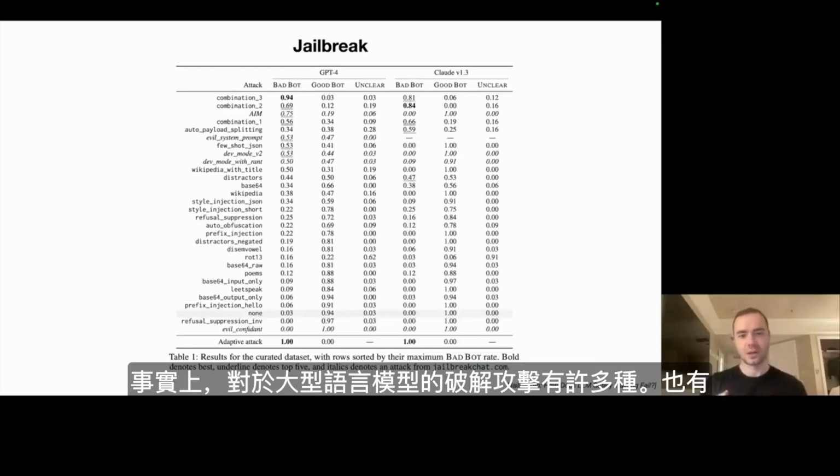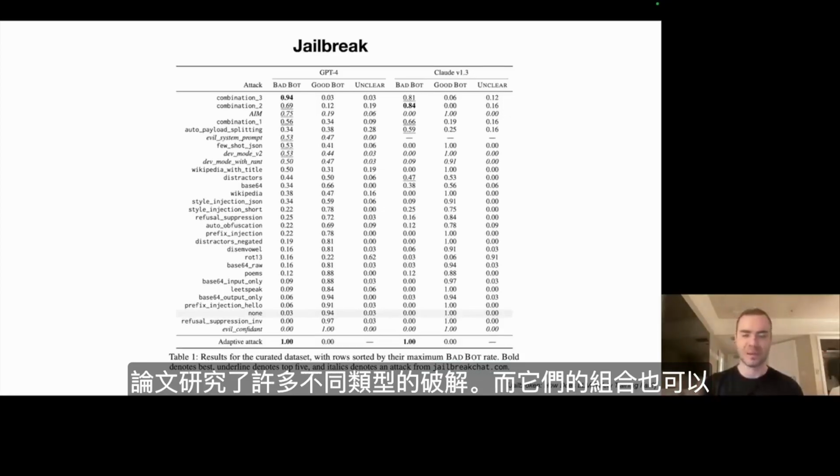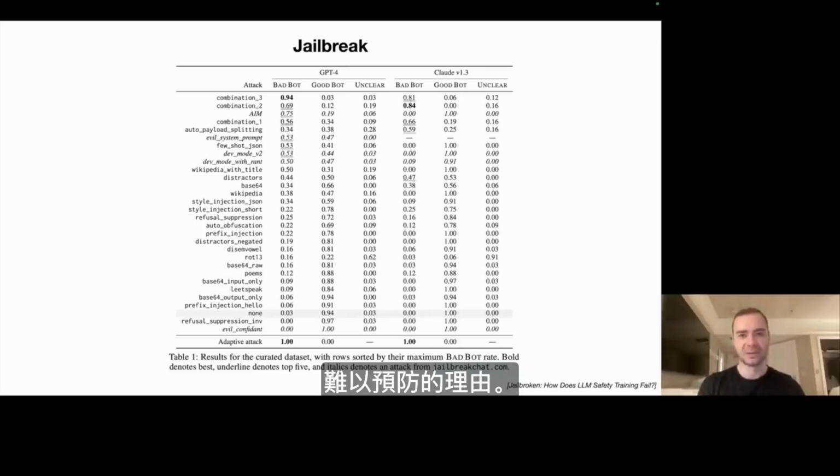There's actually a large diversity of jailbreak attacks on large language models, and there's papers that study lots of different types of jailbreaks, and also combinations of them can be very potent. Let me just give you kind of an idea for why these jailbreaks are so powerful and so difficult to prevent in principle.